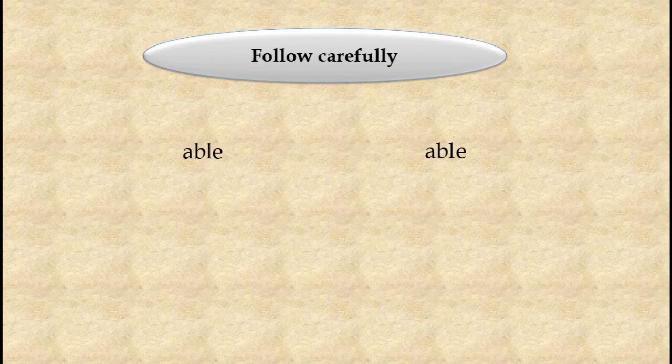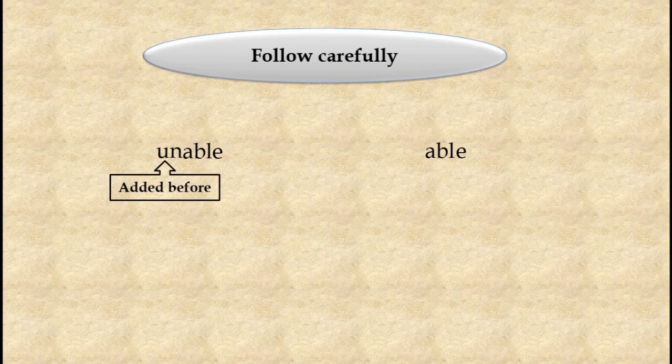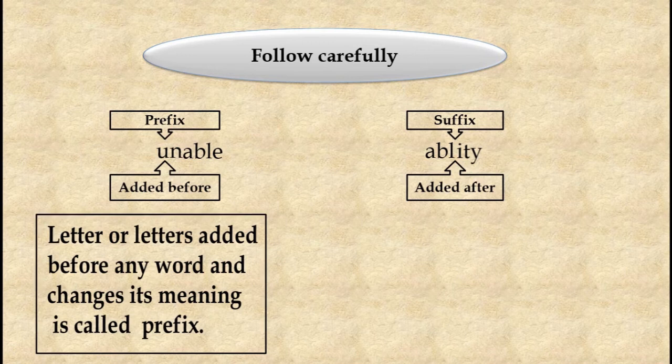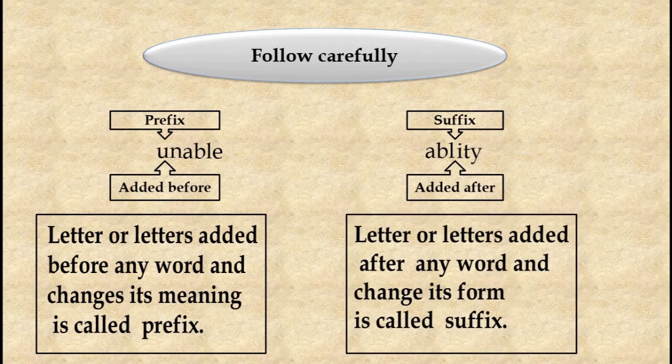Now follow carefully. Unable, added before. This is called prefix. Able plus ity, ability. And it has been added after, and it is called suffix. So letter or letters added before any word and changes its meaning is called prefix. Letter or letters added after any word and changes its form is called suffix.